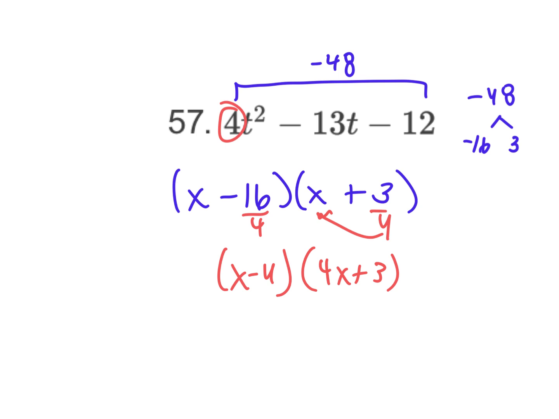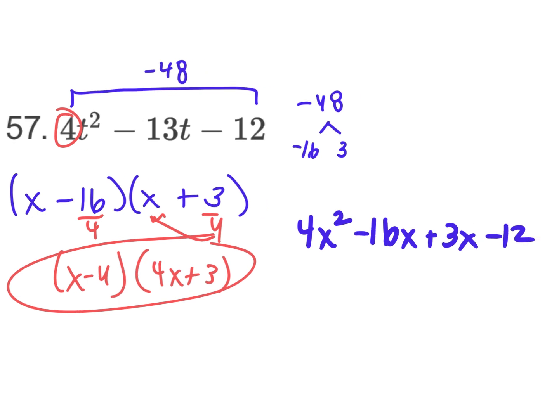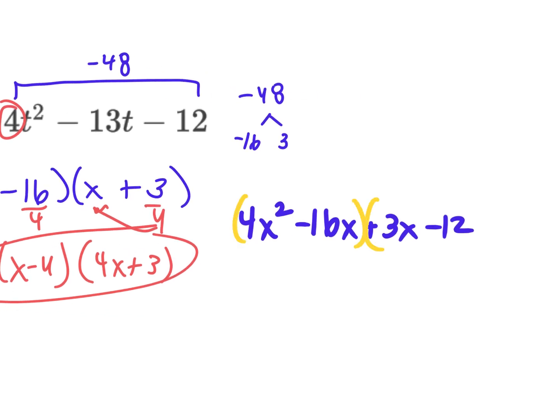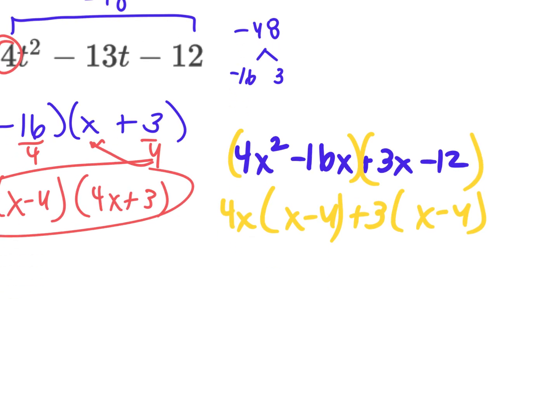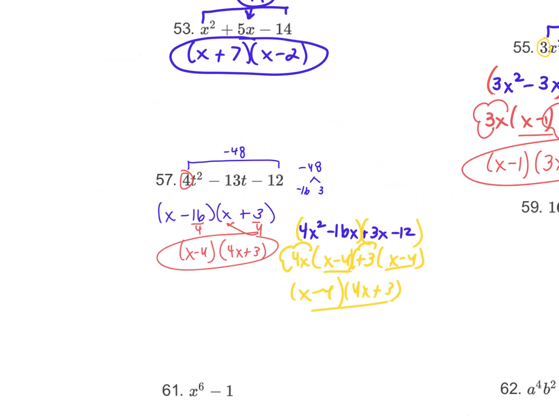And if you want to do the grouping method, I'll do it over here for you so you can see. So we have 4x squared minus 16x plus 3x minus 12. And then we're going to group the first two and the second two. So I can take out a 4x, my first parenthesis, I'm left with x minus 4. I can take out a +3, and I'm left with x minus 4. So my new GCF here is x minus 4. And then my leftovers get their own parenthesis, which is 4x plus 3. Again, same answer.